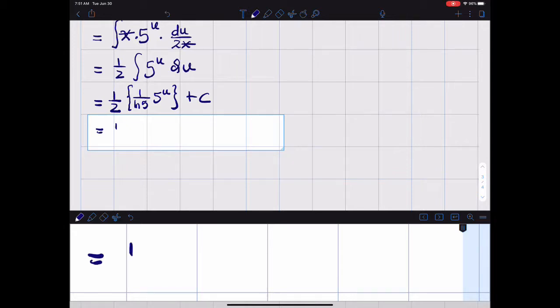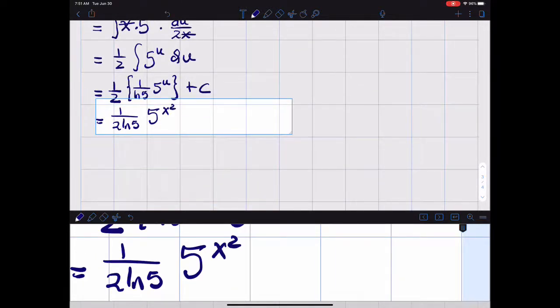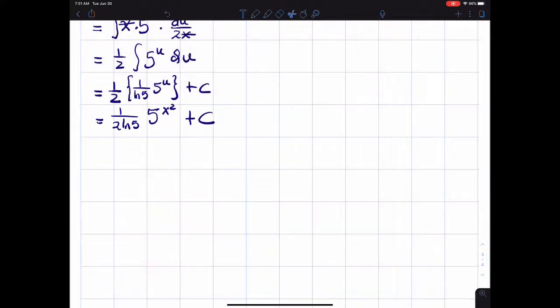So this is 1/2 times 1 over natural log of 5, times 5 to the power of u, which is x squared, plus c. So that's our result. All right. That's the final answer. Okay. We're going to stop here.